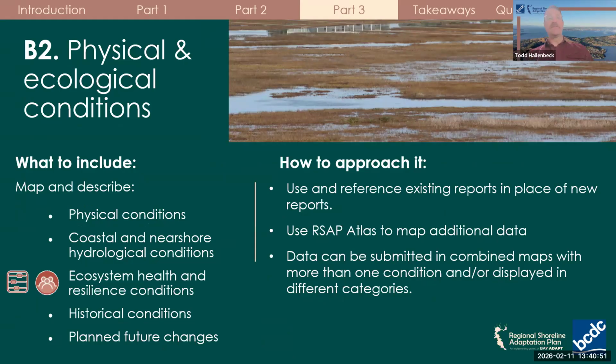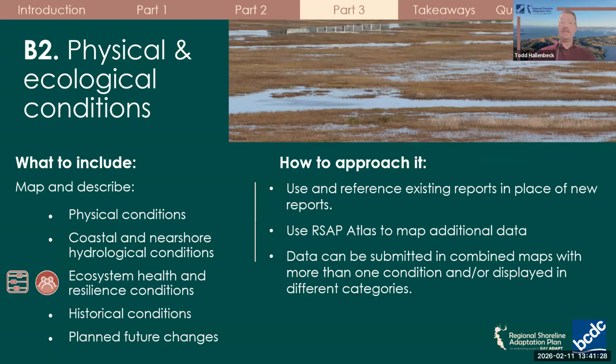B2 focuses on documenting the physical and ecological conditions of the planning area. This includes mapping and describing physical features, coastal and nearshore hydrology, ecosystem health and resilience, historical conditions, and planned future changes. When approaching this section, start by drawing from already developed existing condition reports or other available resources to avoid duplicating effort. Next, we recommend using the RSAP Atlas to understand the extent of data that it already contains and filling gaps from there. Overall, as mentioned, it holds about 65% of the data you need to complete this section.